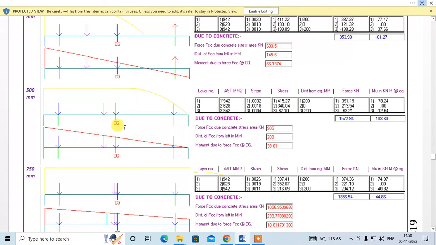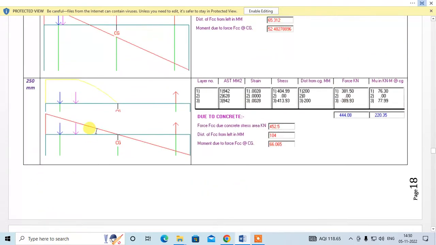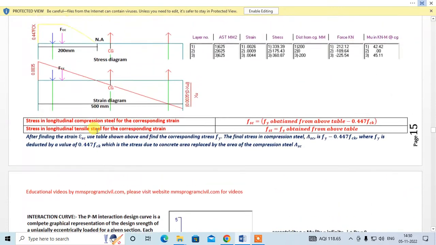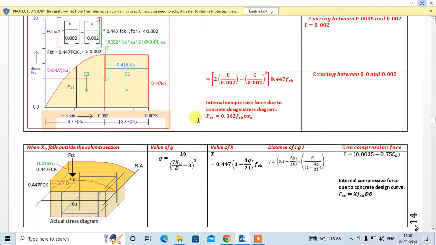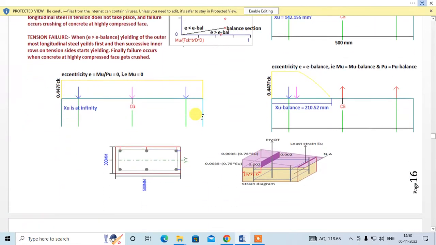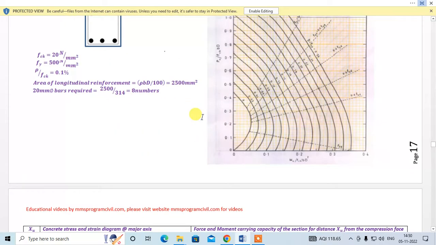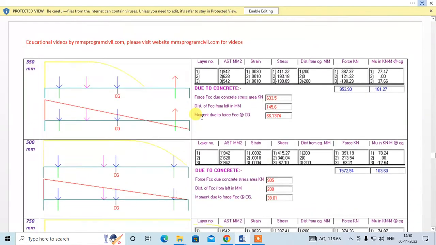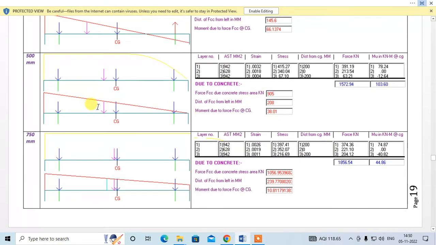Let me show you this in detail. So for finding Fcc, we will be using this formula. This is the formula for finding Fcc. That is what has to be used because the neutral axis does not fall outside the section. So for this case, this is your Fcc. This will give a clockwise moment, that is equal to this much. Now we can see when our neutral axis is at the face, all the steel layers will be under compression. So this is your force Fcc.